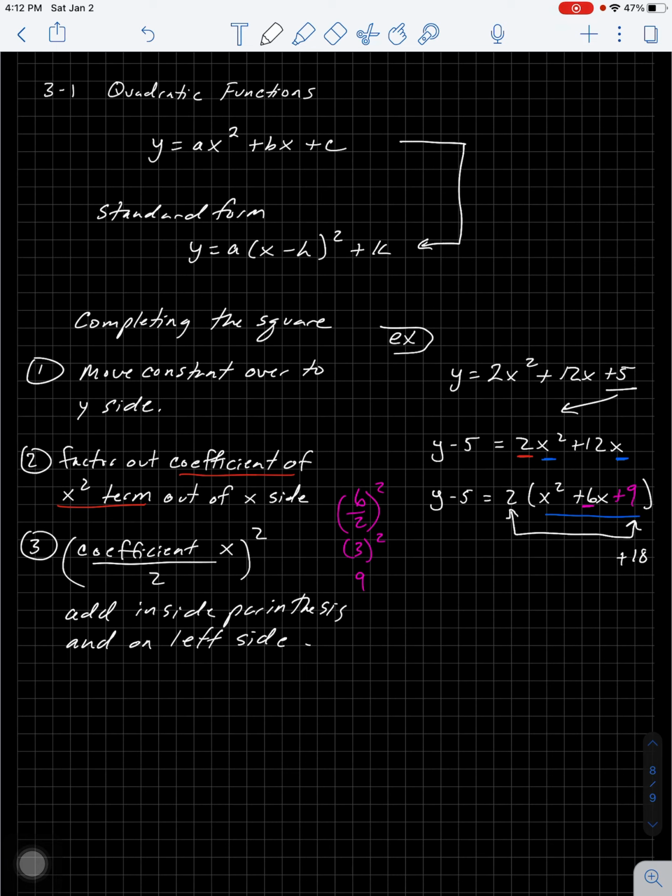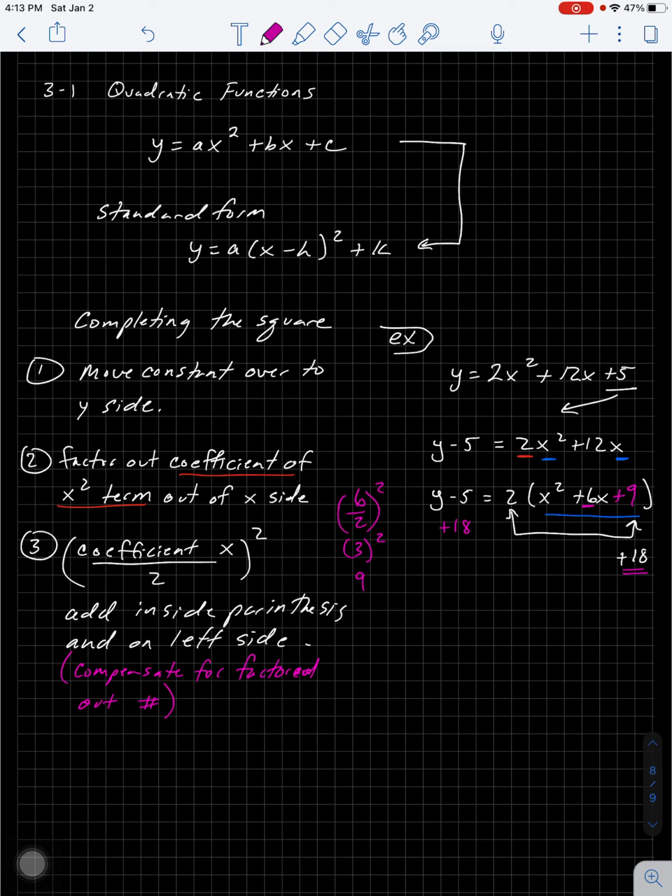So to compensate for that 9, I'm going to add 18 to the left-hand side. Why 18? Because the 2 times the 9 is really a plus 18 on the right-hand side. So what I'm going to write over here in the instructions is, in parentheses, compensate for the factored out number. Okay, what that means is the 2 multiplies by the 9.